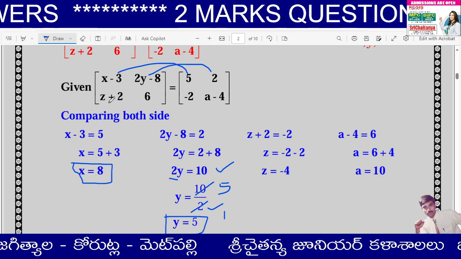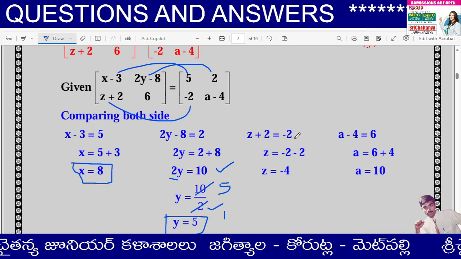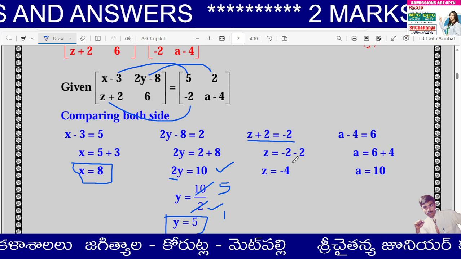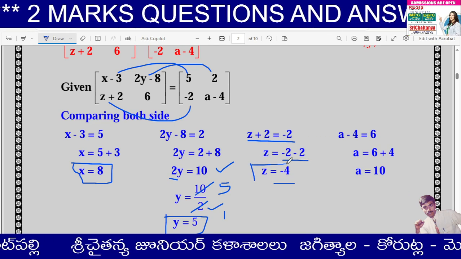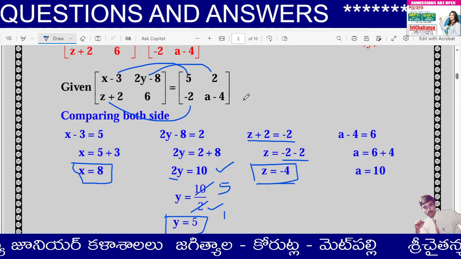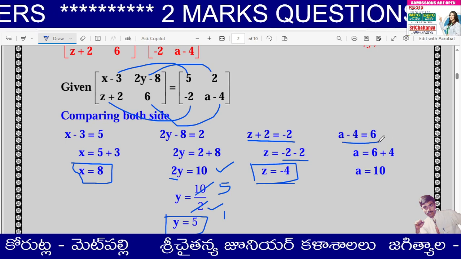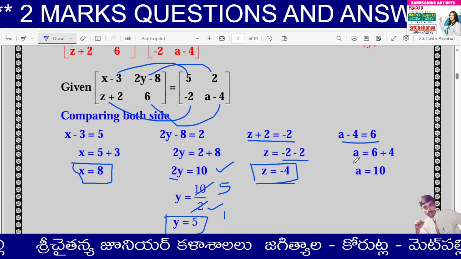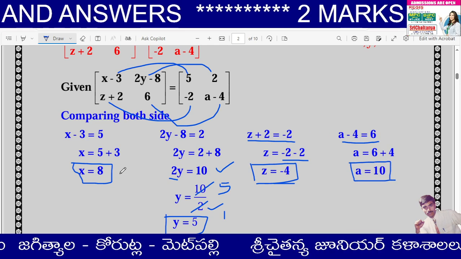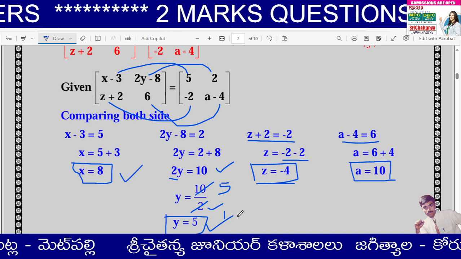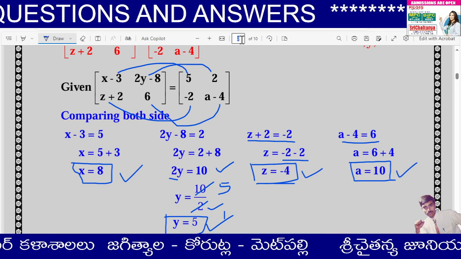Next comparing the third: z plus 2 is equal to minus 2. Plus 2 goes to the other side, minus 2 minus 2 is minus 4. z value is minus 4. Last one: a minus 4 is equal to 6. Minus 4 goes to the other side, plus 4. a is equal to 10. Now second question answer is x equal to 8, y is equal to 5, z is equal to minus 4, a is equal to 10.